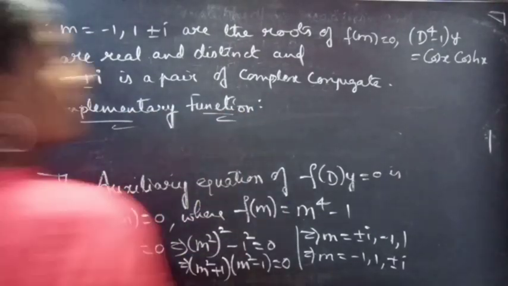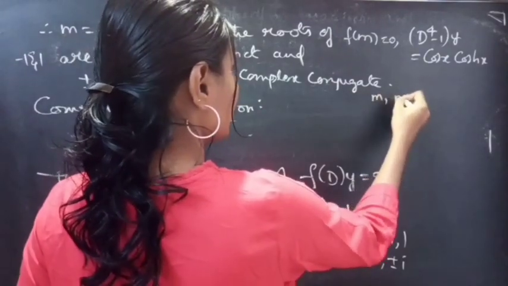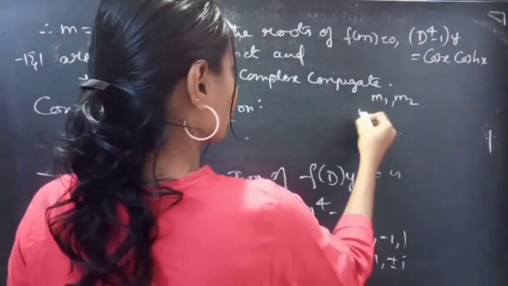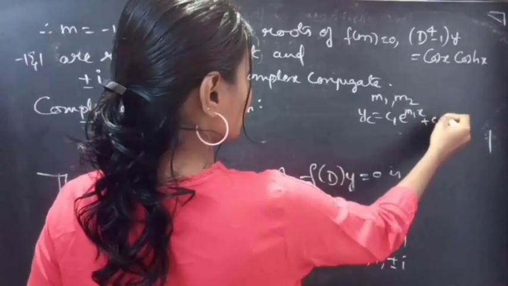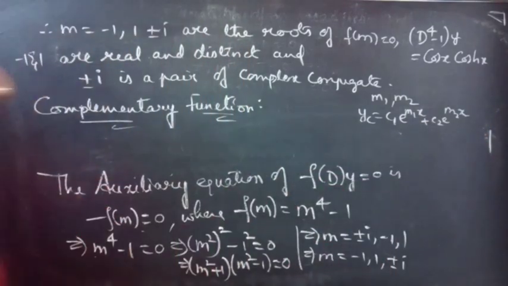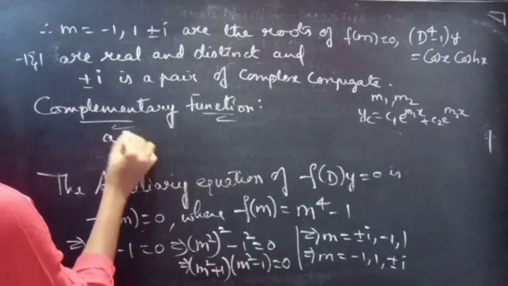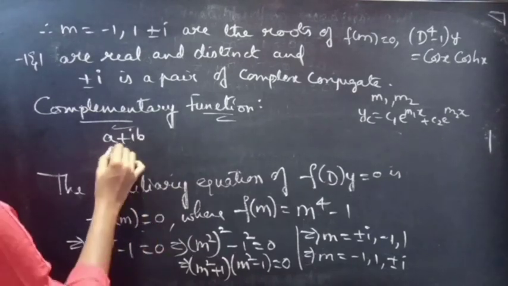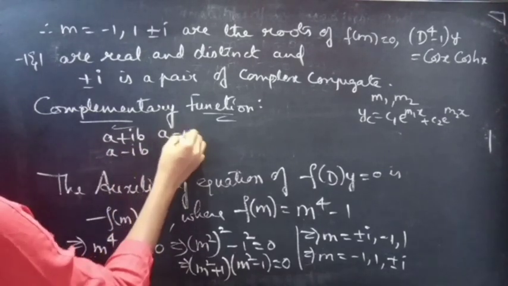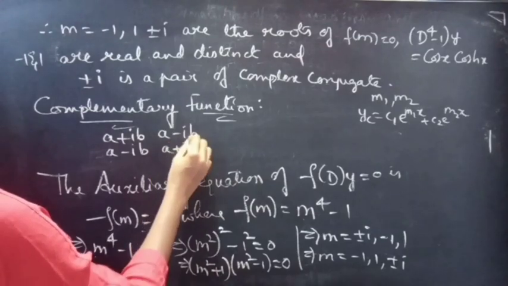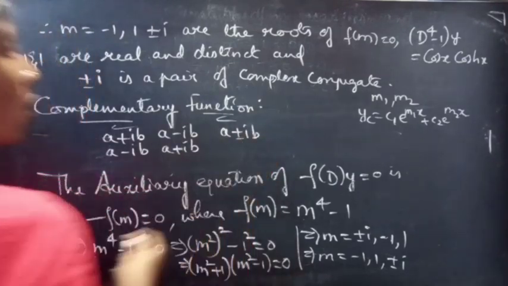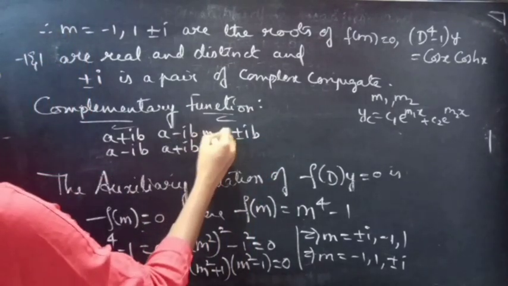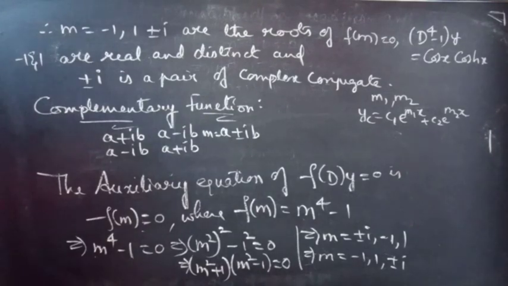When two roots are real and distinct, say m1 and m2, then yc will be c1 into e power m1 x plus c2 into e power m2 x, right? We know that a plus ib is a complex number, then its conjugate is a minus ib. Likewise, if a minus ib is a complex number, its conjugate will be a plus ib. So we call a plus or minus ib a complex conjugate. When m equals a plus or minus ib, we call them complex conjugate roots.